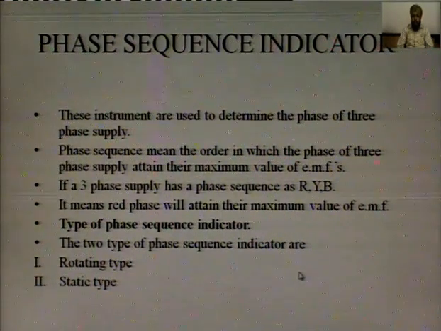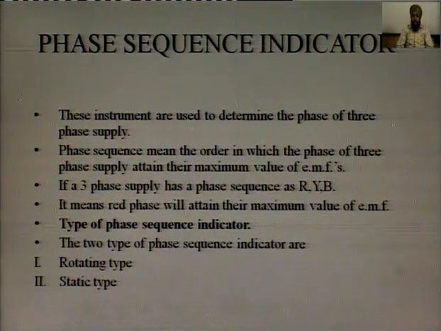Next is the phase sequence indicator. This instrument is used to determine the phase sequence of a three-phase supply. The phase sequence means the order in which the phases of a three-phase supply attain their maximum value of EMF. If the three-phase supply has phase sequence R Y B, it means that the red phase will attain its maximum value of EMF first.